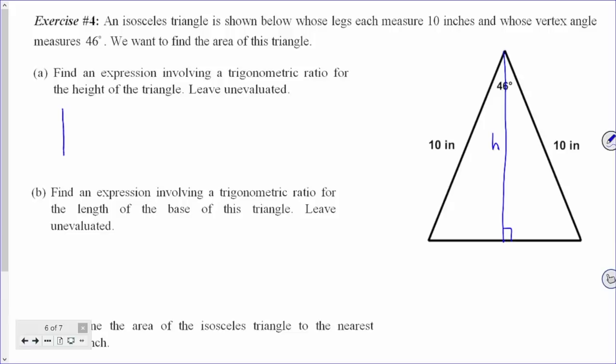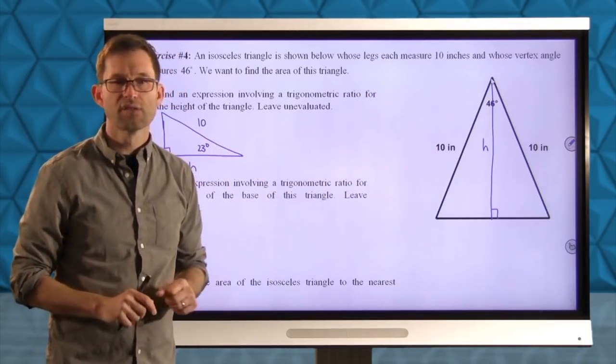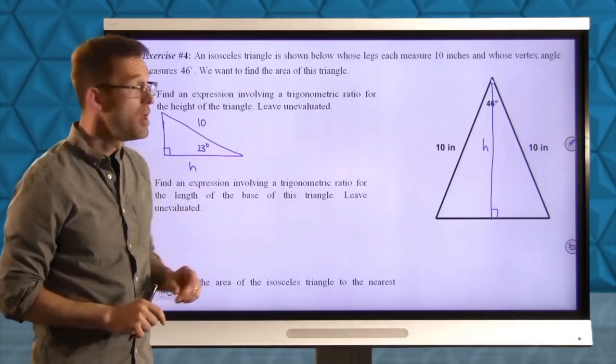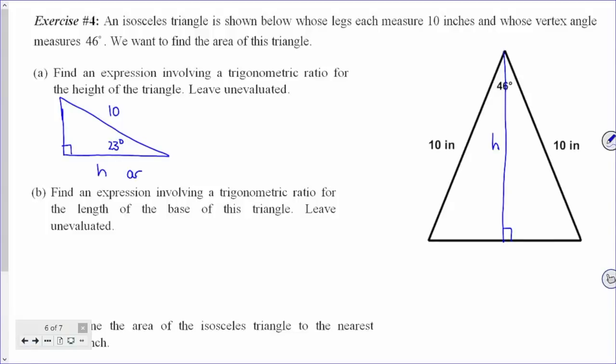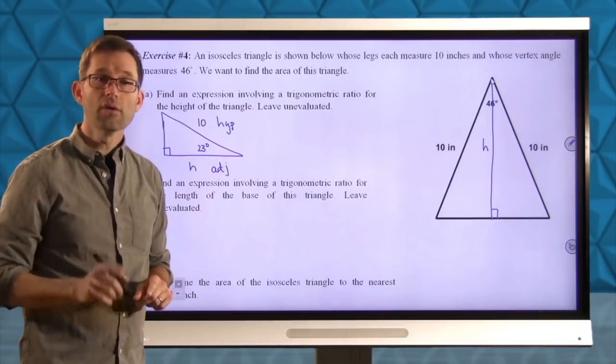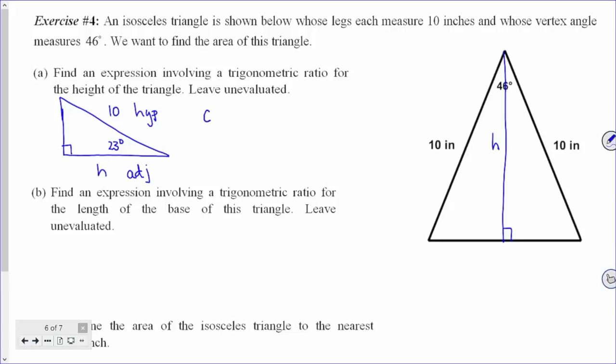I'm going to draw this right triangle, but flipped like this. Now keep in mind that's 10, this is now h, and that's now a 23-degree angle because the altitude of an isosceles triangle bisects that vertex angle. Now notice the h is the side that's adjacent to that angle, and the 10 is the hypotenuse. So what we're looking at here is the cosine ratio. Specifically, the cosine of 23 degrees is equal to h divided by 10. So h is going to be 10 times the cosine of 23.